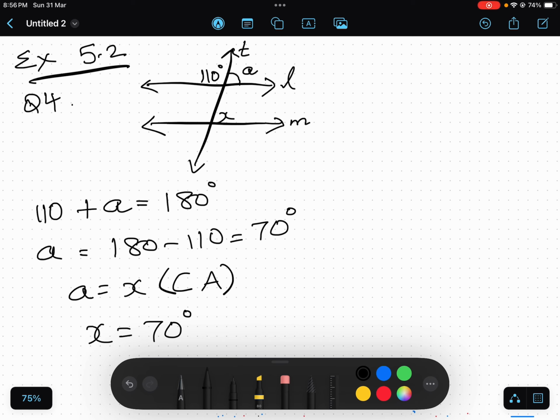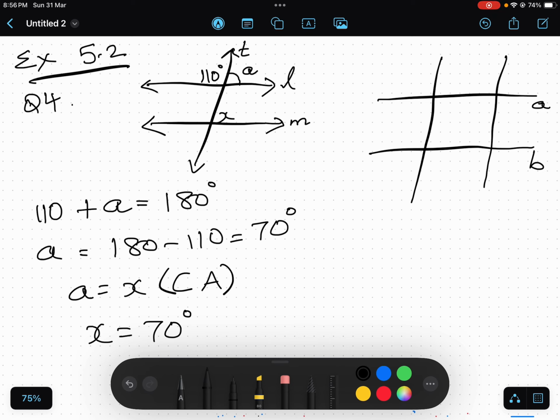Then we go to the second part. Second part, they have given the figure like this. There are two lines A and B. So this is A, B, and then there are two transversals like this. And then these are named as L and M. It is like this. Then here also two arrows. And then this is given as 100 degrees. This is given as X. And then this is given as 80 degrees.